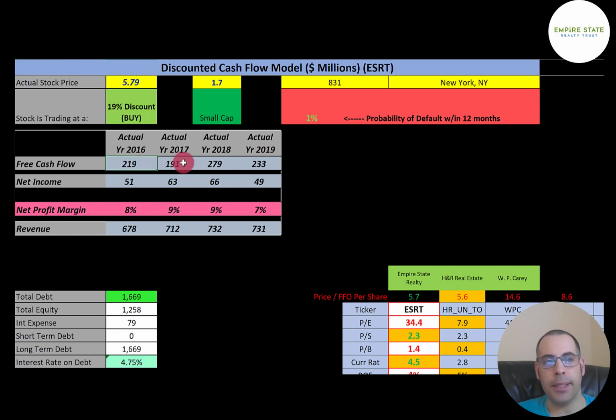This company has positive and consistent free cash flow each year, so that looks really good. Their net income also looks pretty consistent. Their revenue doesn't seem to move too much. It's going up a little bit. It's pretty consistent though. Everything looks good.